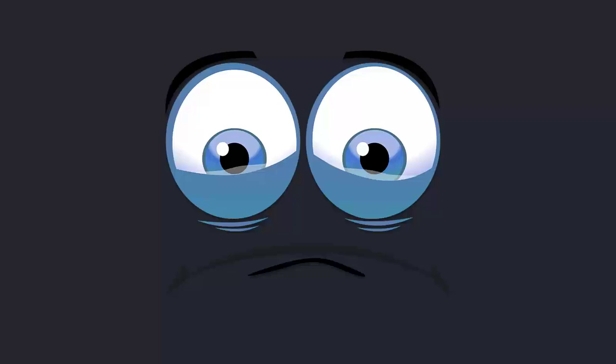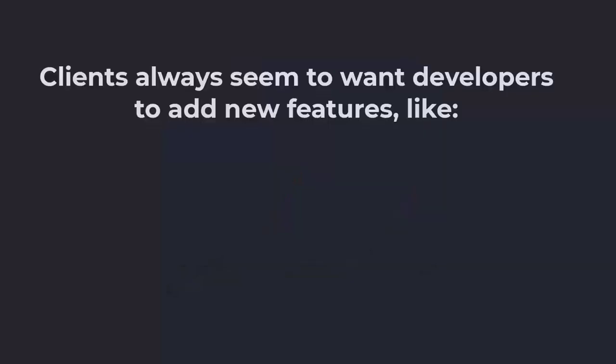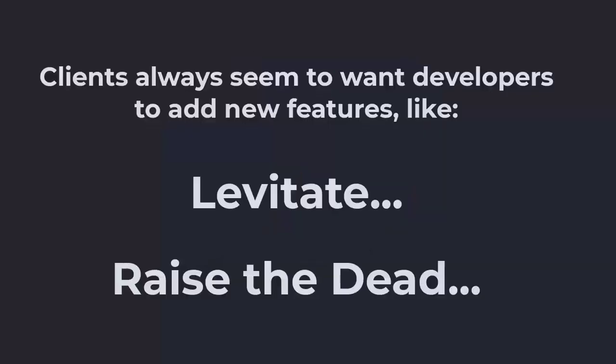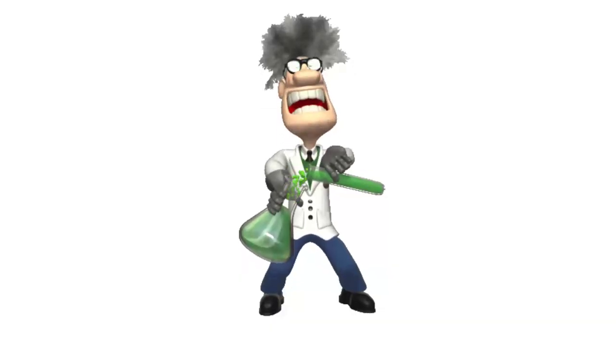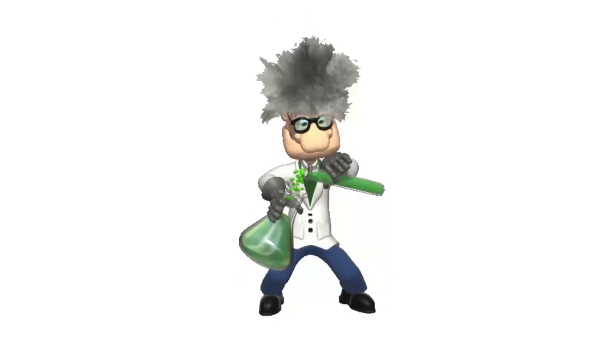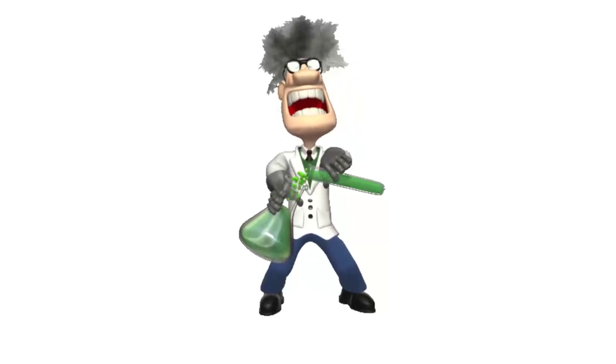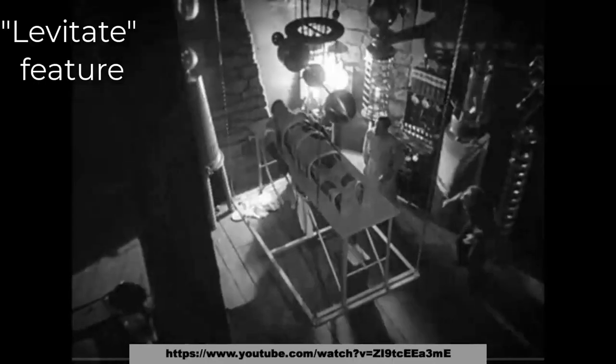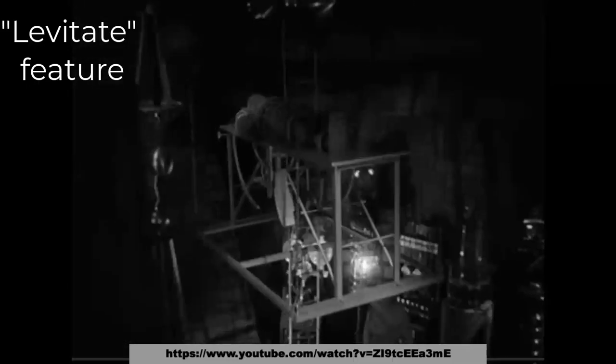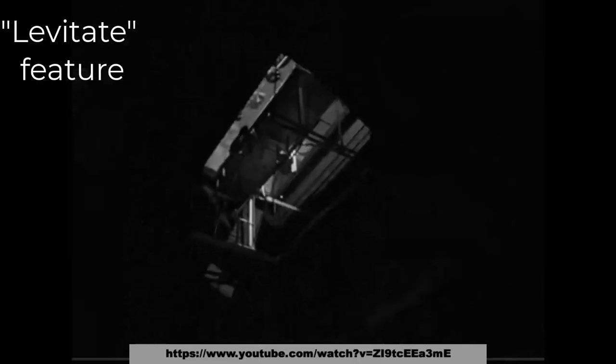Buddy of mine, John Painter, used to joke that they'd want it to levitate, raise the dead. Trouble is, Mo Frankenstein really does want that. He wants to add those as new killer features. The Levitate feature automatically floats the gurney up into the sky so it can get closer to the lightning. Mo says that's a feature. Hey, no more heavy lifting.